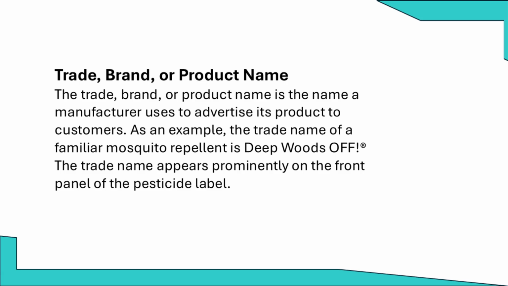Trade, brand, or product name. The trade, brand, or product name is the name a manufacturer uses to advertise its product to customers. As an example, the trade name of a familiar mosquito repellent is Deepwoods Off. The trade name appears prominently on the front panel of the pesticide label.